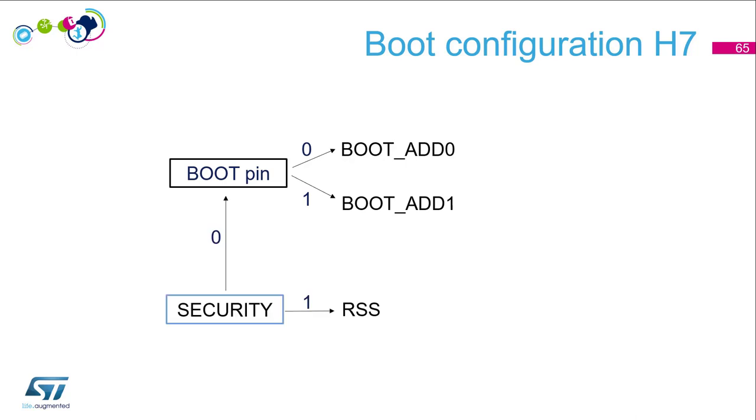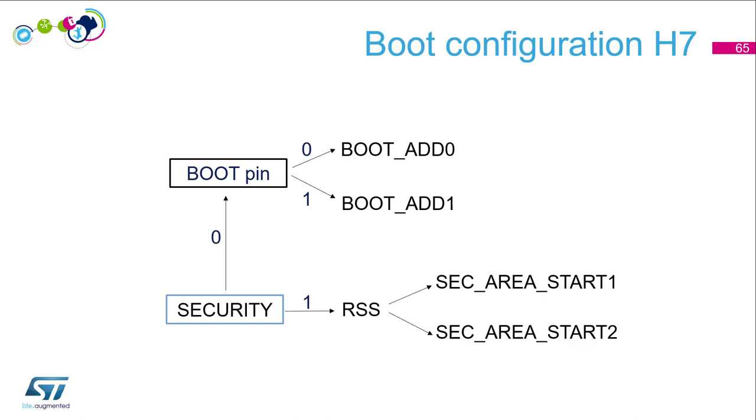It's just that you activate the security. So if you activate the security, then you will boot to the RSS, with an embedded bootloader with some security features. And this one will select to boot on the secure memory area. And this secure memory area is defined in the option byte SEC_AREA_START1 or SEC_AREA_START2, because there are two regions possible. Here, this is closely linked to the secure memory definition. So I don't give you much more detail here, and I invite you to have a look in the secure memory chapter.